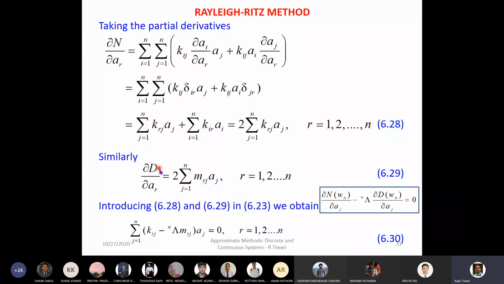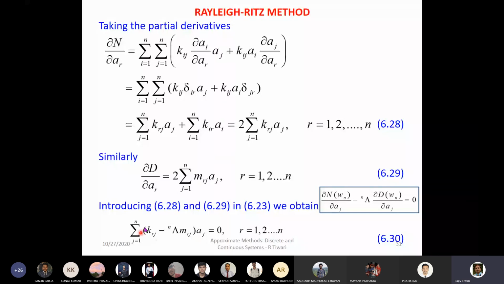Similarly, the differentiation of D will give us, on similar lines, twice this quantity. The only change will be M instead of K, because this is the potential energy and this is the kinetic energy term. Now if we go back to the expression which we got from minimizing the Rayleigh's quotient, this is given by this, and this is given by this. So we have substituted this here and this here. The summation is outside, a_j is common.